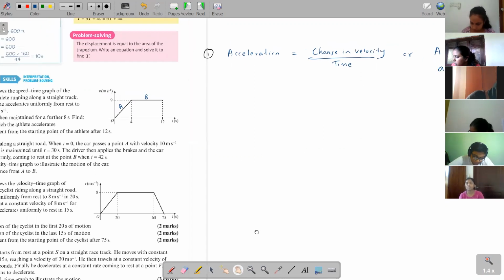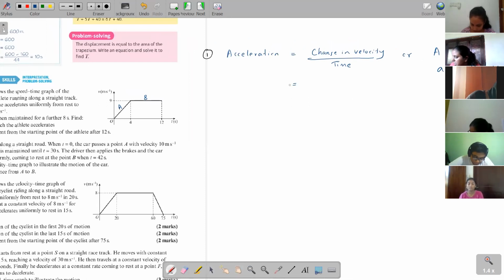So we'll use change in velocity over time. What's the change in velocity? You start from 0, you go to 9. Change in velocity is 9. Time is 4 seconds. 9 divided by 4 is how much? 2.25 meters per second square.